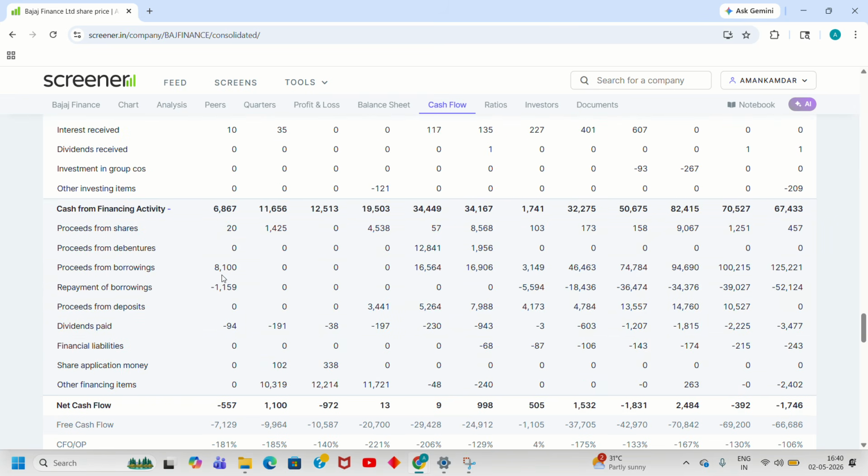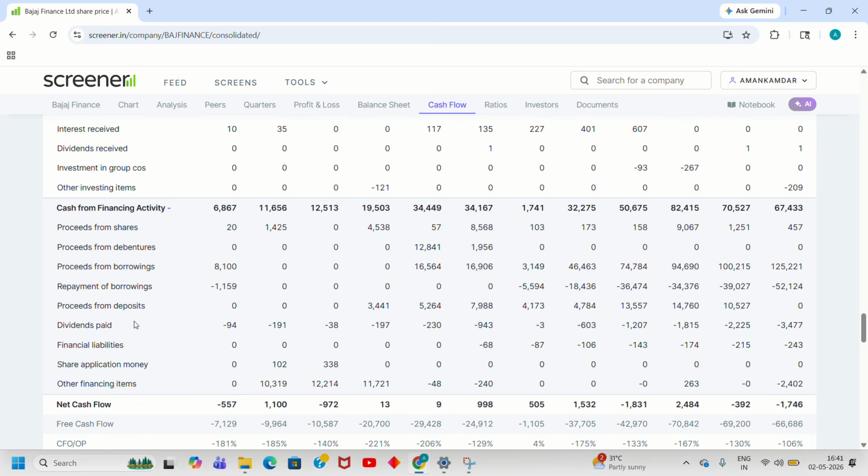Now we move on to cash from financial activities, proceeds from share. So this is the cash that is coming in, the proceeds from borrowing. Now repayment of the borrowing, the company is also repaying its debt. Now dividends paid basically refers to the dividends paid to the shareholders. So as per the latest, they are paying around 3477 crores of dividends.